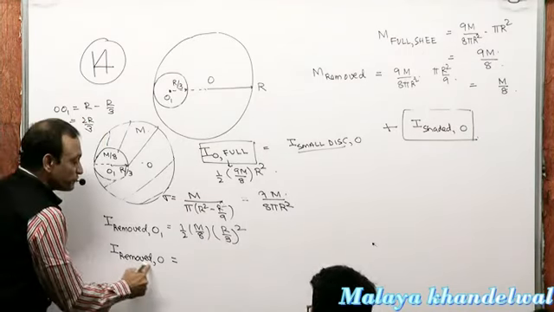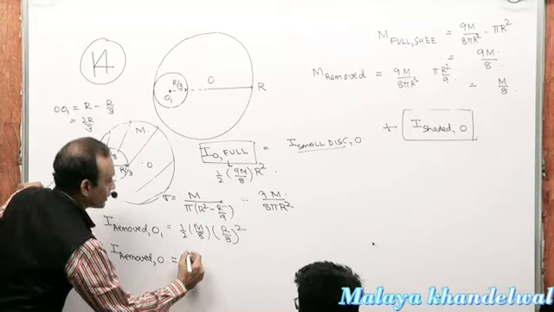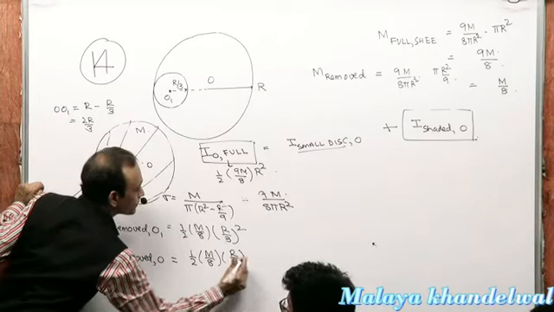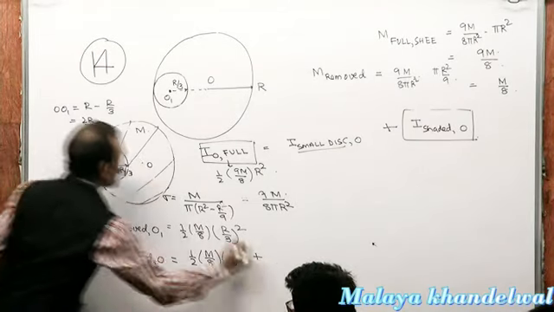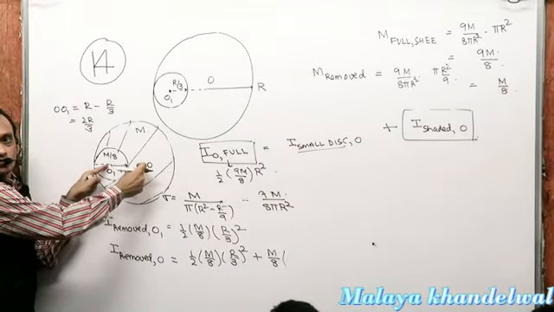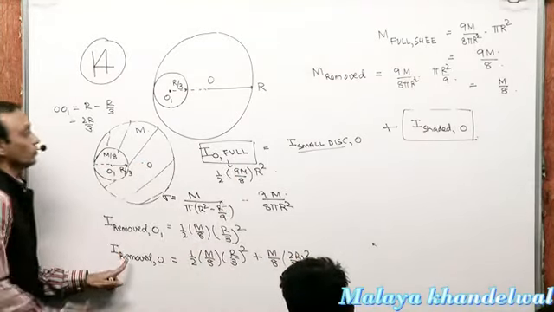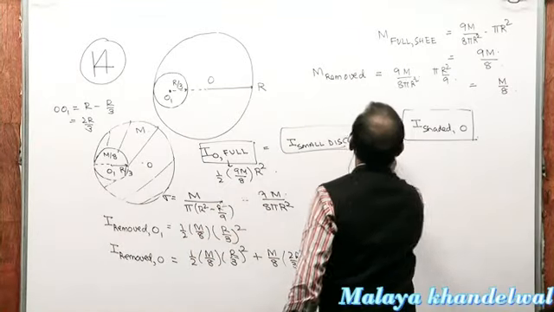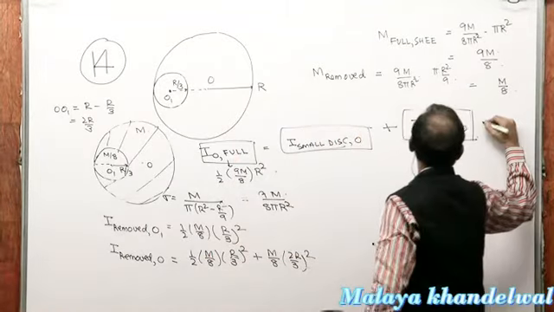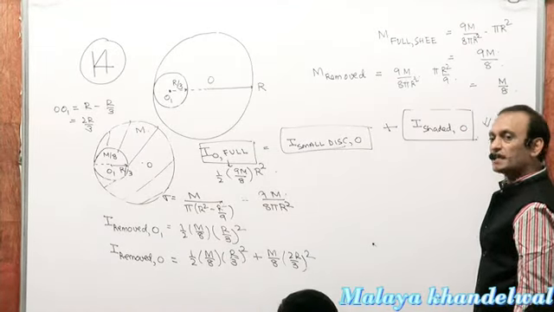So the moment of inertia of the removed portion about O1 we know is this. So about O it is half of m by 8 into r by 3 whole squared, plus the mass of this, m by 8, into 2r by 3 whole squared. So I of the removed portion about O we know. This we have computed, so we can compute I of the shaded region about O. Clear?